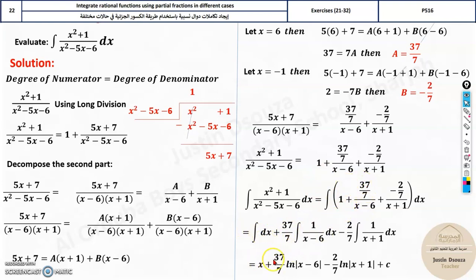Here, this is constant, remove it out. Whatever is the denominator, you must write the natural logarithm of the magnitude of that value. Same thing over here: minus 2 by 7 is out, ln of x plus 1. This is in detail, but you can skip a few steps like all this, you can directly get the answer. So this is how you solve this.